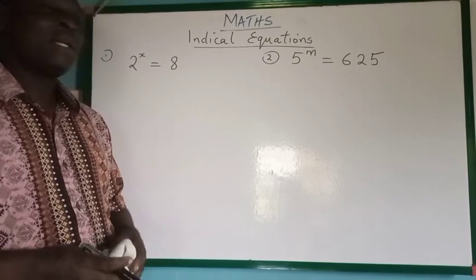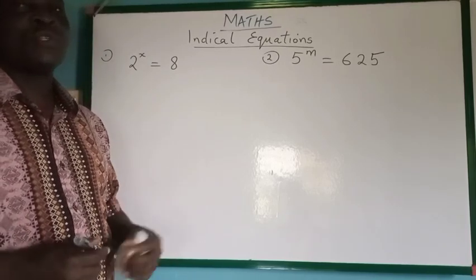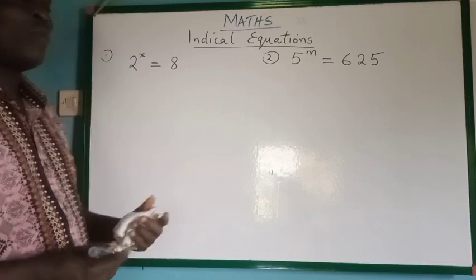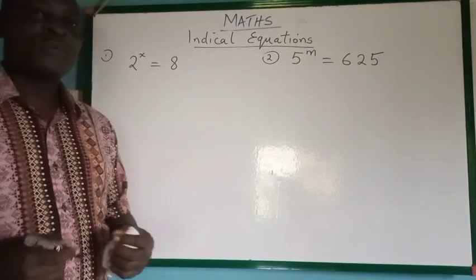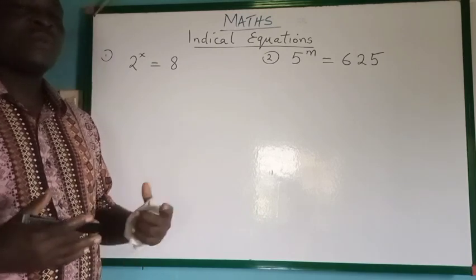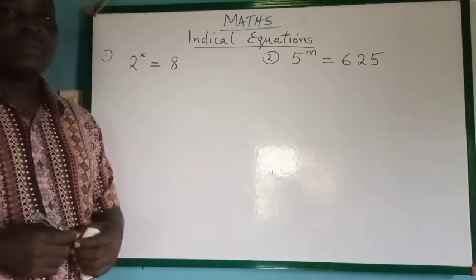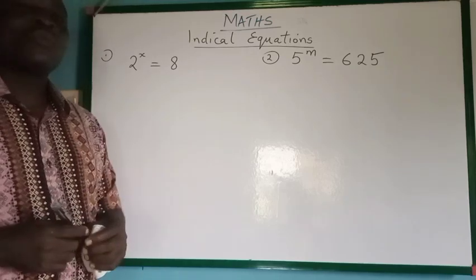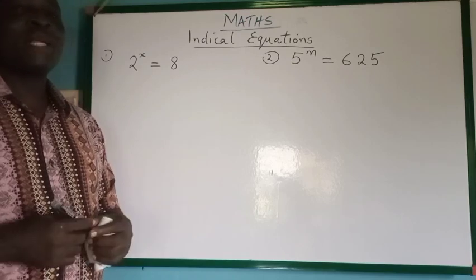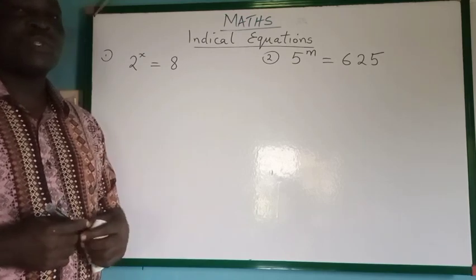We are here, just like we promised the other time, we are going to start indicial equations today. Before now, we have been dealing with laws of indices, and here we are going to apply those laws in solving these equations. Here we have an equation. The first one we have is 2 raised to power x equals 8. How do we find the value of x in such an equation?